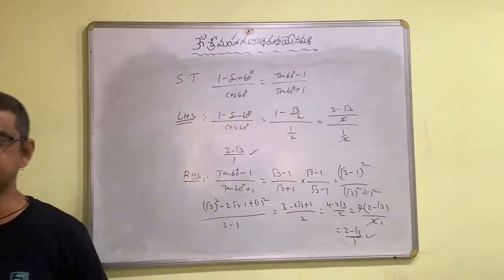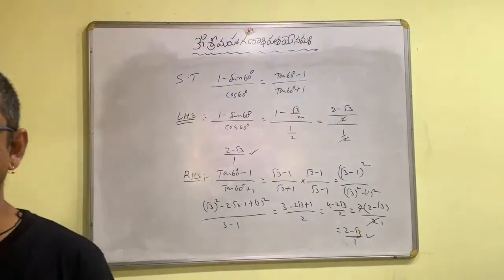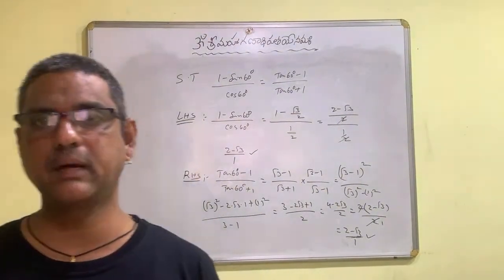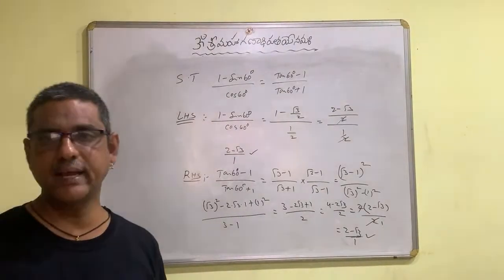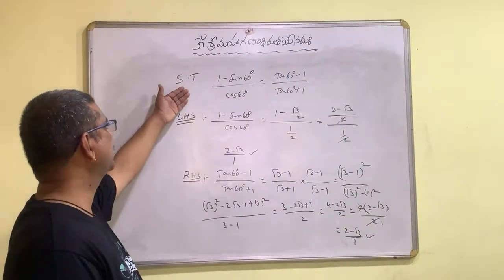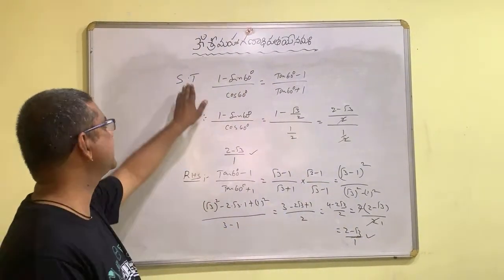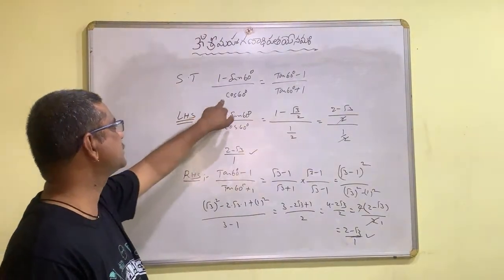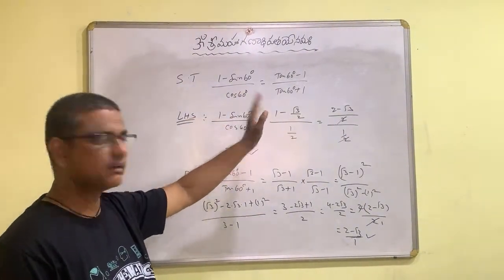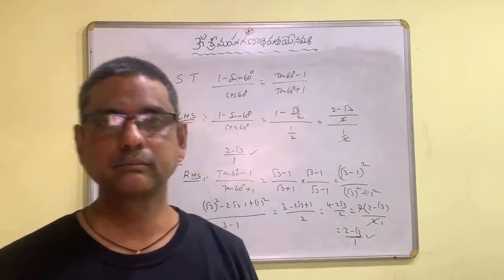So for both LHS and RHS we got the same answer. Is that right? The question is: show that this is equal to this, and we have done that. Okay? Now moving on to the next question.